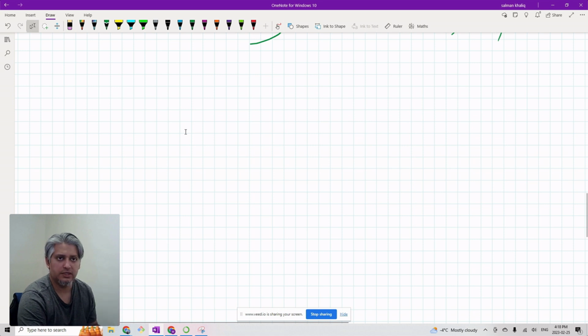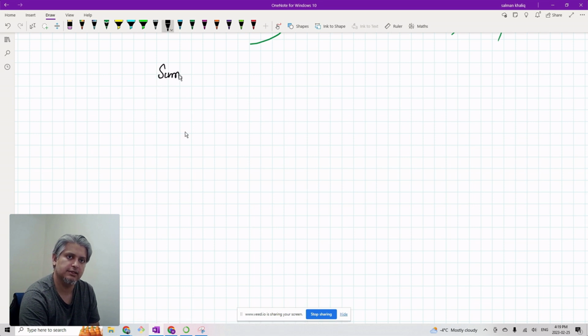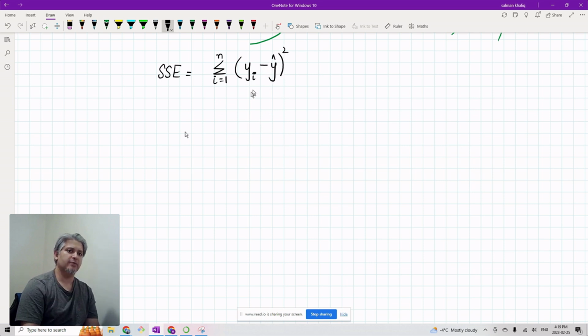So when I show you this error, it would look something like this. Let's write in black color. Sum, or maybe I would just use the short form, sum of squared errors, is equal to the sum of all the values from i = 1 till n of the original values minus the predicted value, and then I square it. So this is my error.